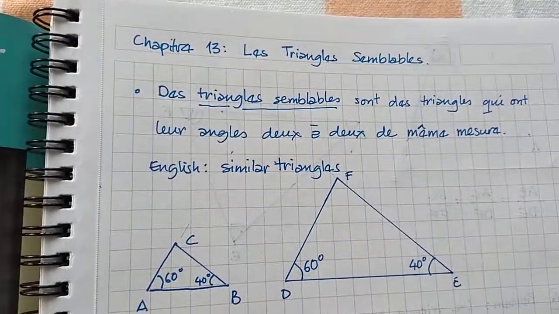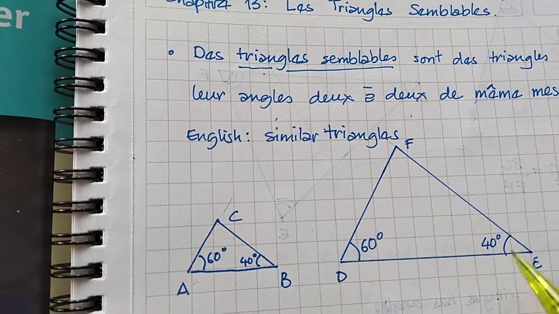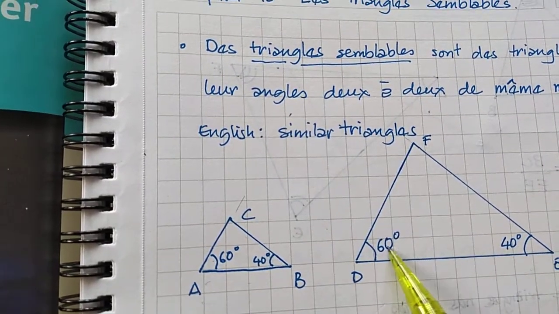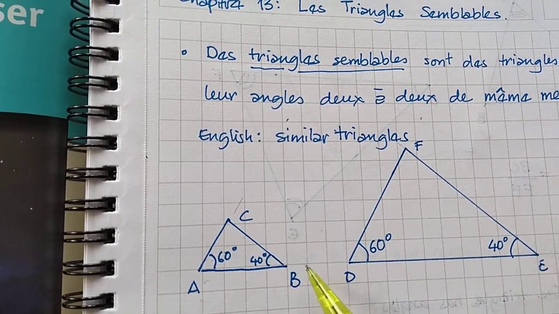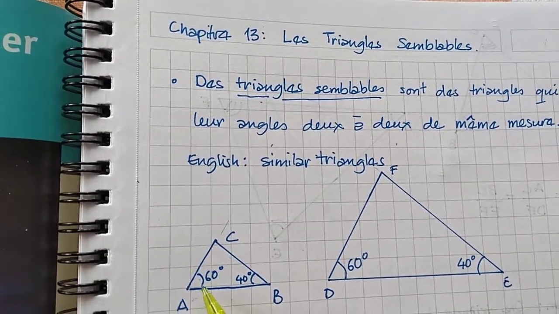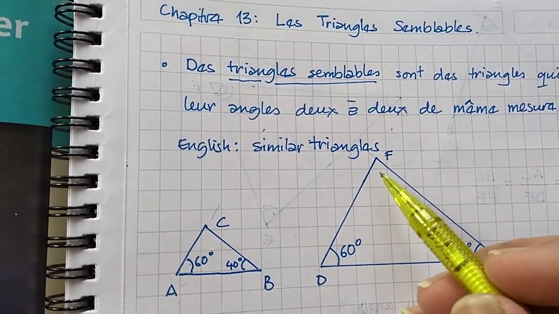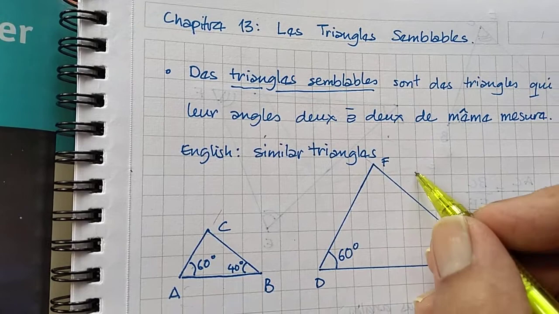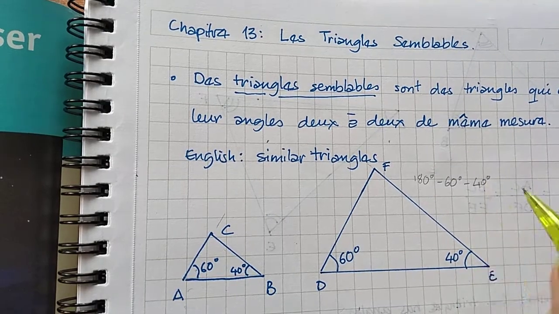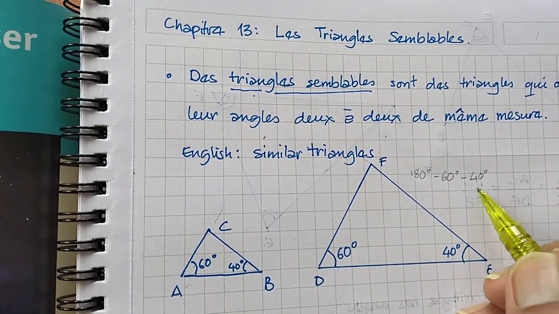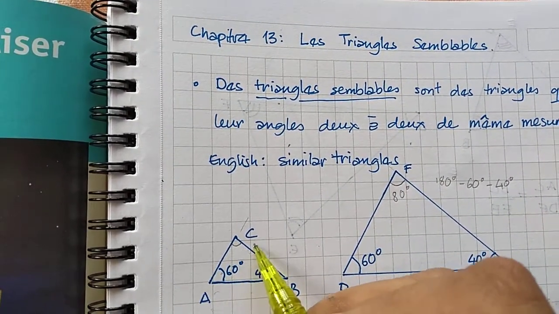So, it's very simple. What it means is, if you have two triangles like this, ABC and DEF, if their angles are equal 2 by 2, then they are said to be similar. Let's see, if this is 60 degrees and this is 60 degrees and this is 40 degrees and this is 40 degrees, what is this angle? Well, this angle will be 180 minus 60 minus 40 degrees. So this is equal to 80 degrees here. Similarly, this is also equal to 80 degrees.